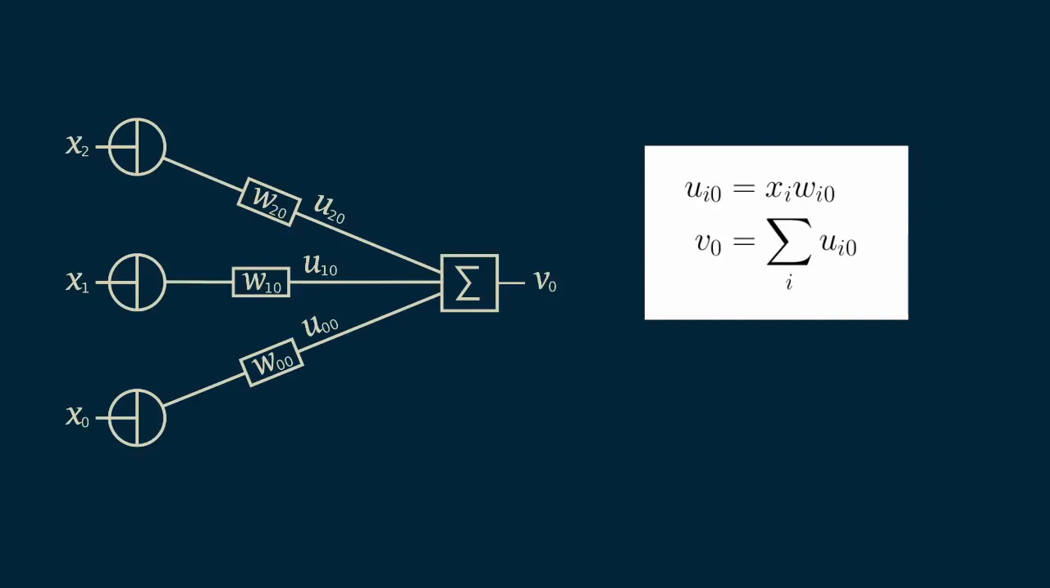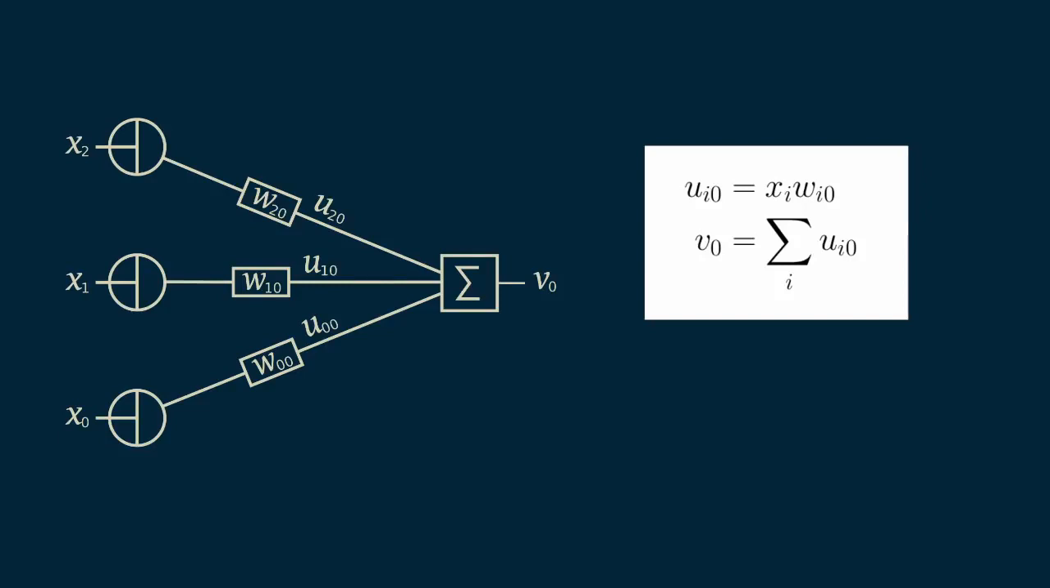We'll substitute the subscript i for the index of the input. It's the number of the input we're talking about. This allows us to write u sub i0, where u sub i equals x sub i times w sub i0. And again, our output, v sub 0, is just the summation over all values of i of u sub i0.